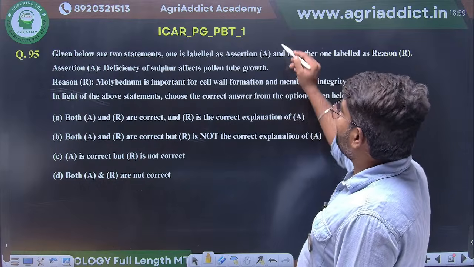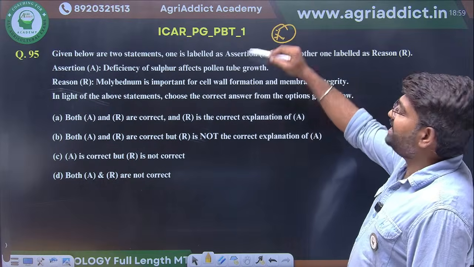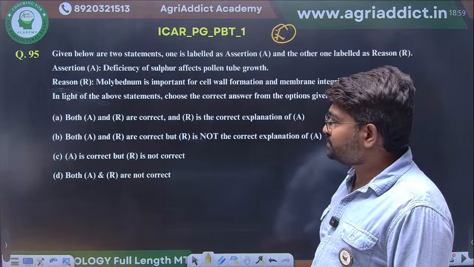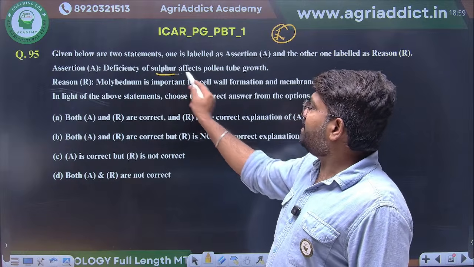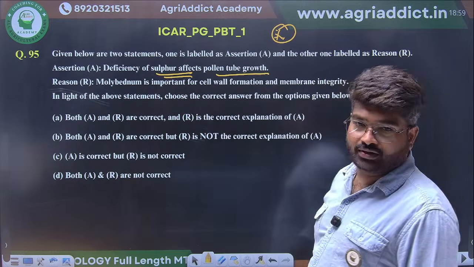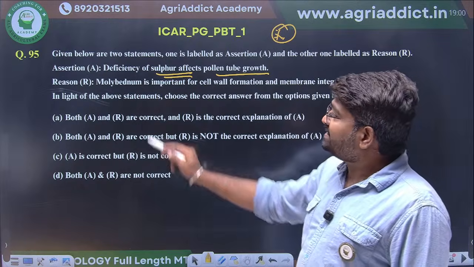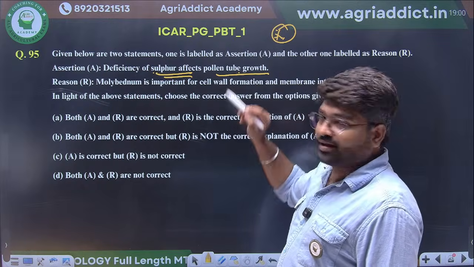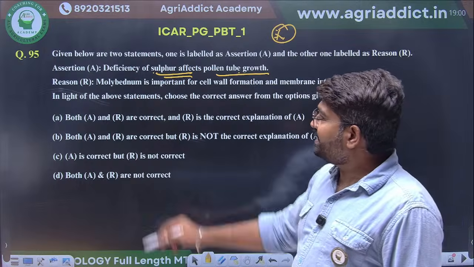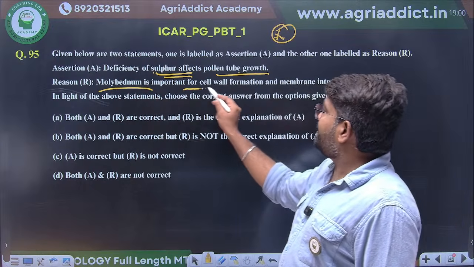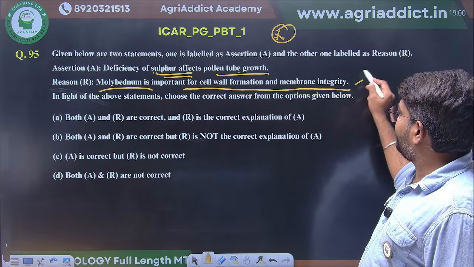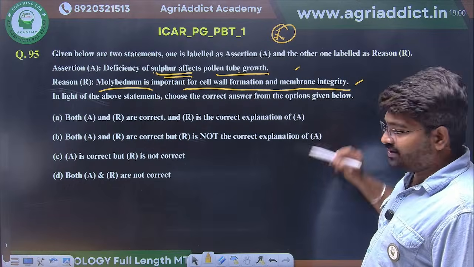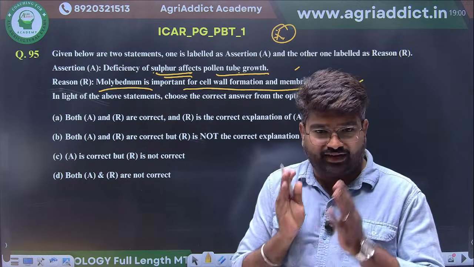Students, this is another important question. This also we have already seen in our class. Deficiency of sulfur affects pollen tube growth. They are saying sulfur deficiency affects pollen tube growth. Okay. Molybdenum is important for cell wall forming and membrane integrity. Whether these both statements are correct, what will be the correct answer for this?